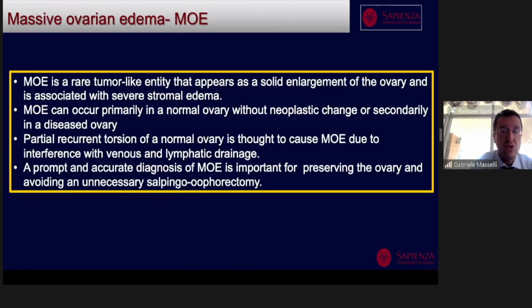Now I'm going to show some examples of ovarian lesions that can mimic malignancy. The first is massive ovarian edema, which is a rare tumor-like entity, and we see a solid enlargement of the ovary associated with severe stromal edema. In this case, you can also detect the presence of a partial torsion of the ovary, which is the most common cause of this edema.